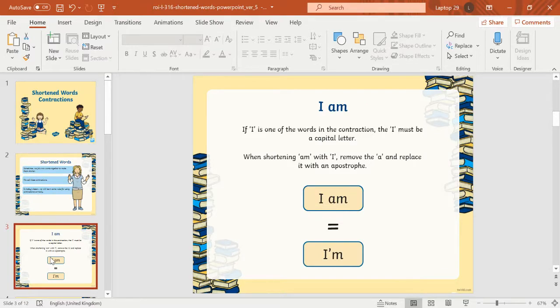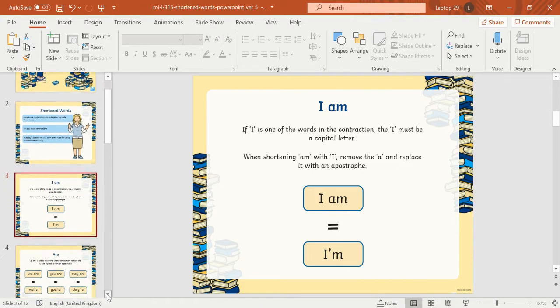So if I is one of the words in the contraction, the I must be a capital letter. So when shortening am with I, we remove the A and replace it with an apostrophe. So we can see here, we have I am, we've taken the A away and we've made it into I'm. And that's the same for all contractions. The letters that are taken away are replaced with an apostrophe. Let's have a look at our next one.